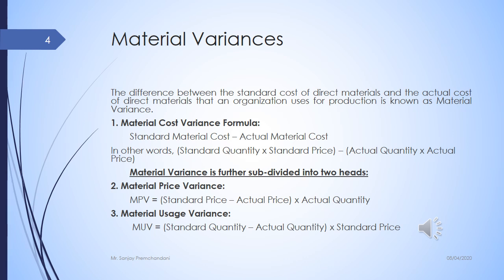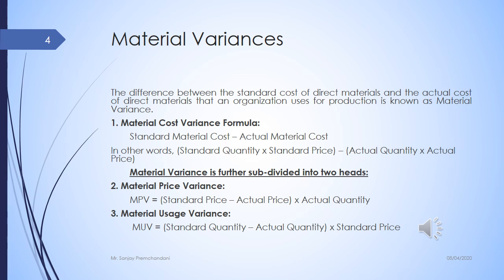First is the material cost variance formula: standard material cost minus actual material cost. Now how do we calculate the standard material cost? Standard quantity into standard price minus actual quantity into actual price. So in case of material, you will be given the standard quantity, the actual quantity, the standard price, and the actual price, and you have to find out the material cost variance.